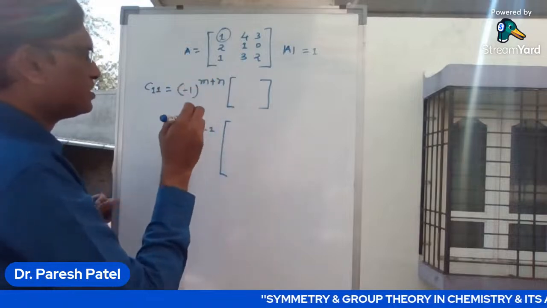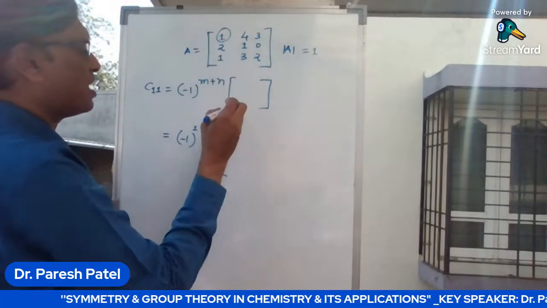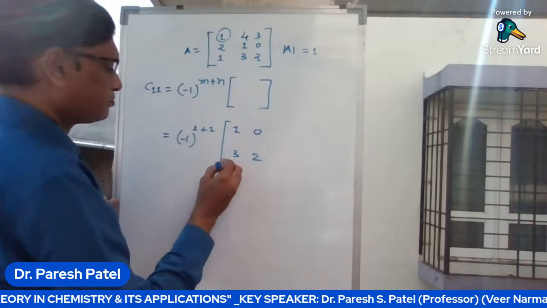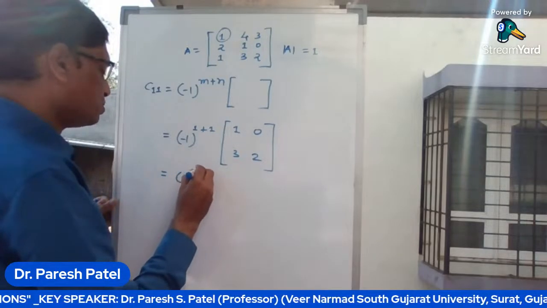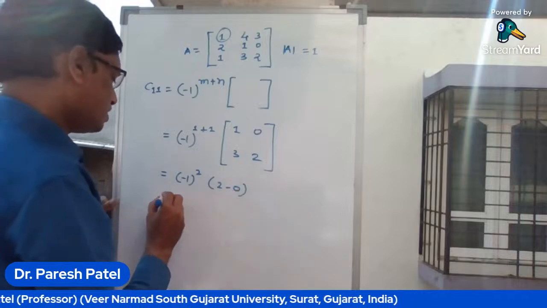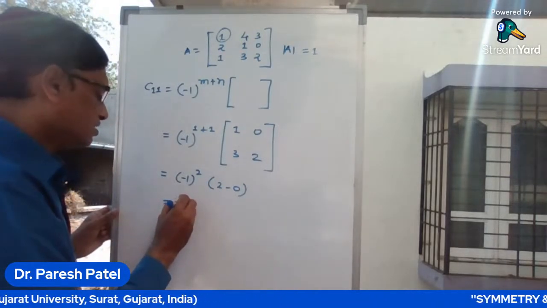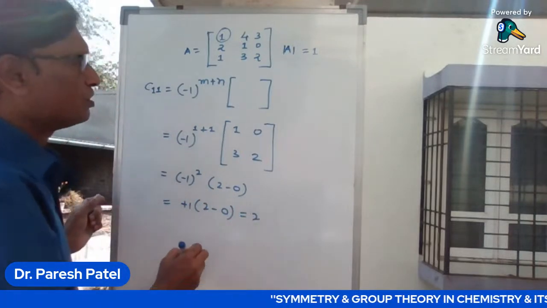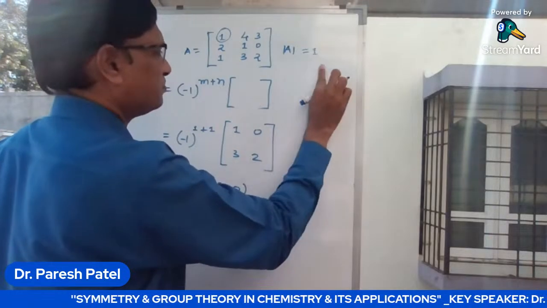In the case of C11, this is the element of the first row, first column. So the remaining are 1, 0, 3, 2, which is equal to minus 1 raised to 2, times 2 minus 0. Minus 1 raised to the square means plus 1, and 2 minus 0 is equal to 2. So the value of C11 is equal to 2.